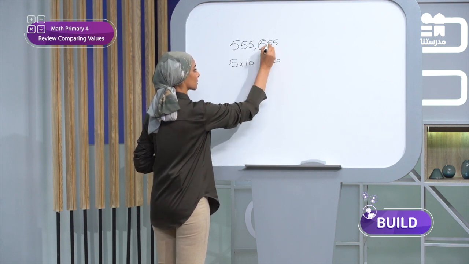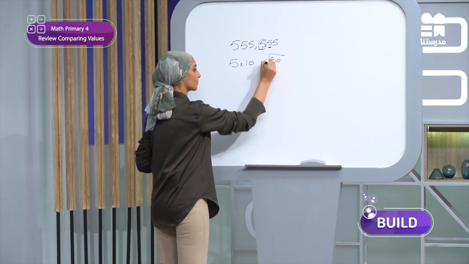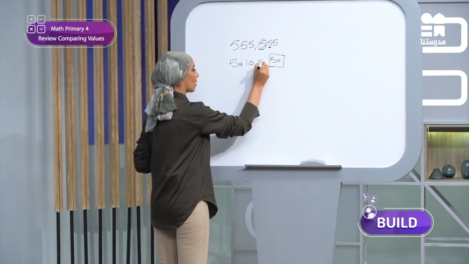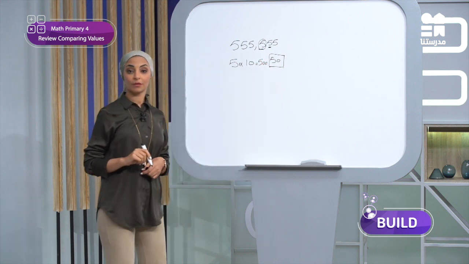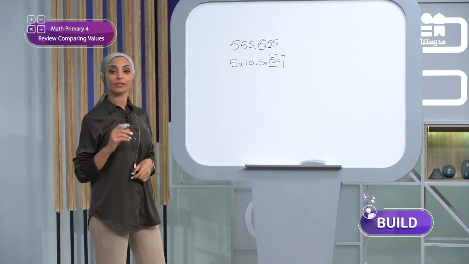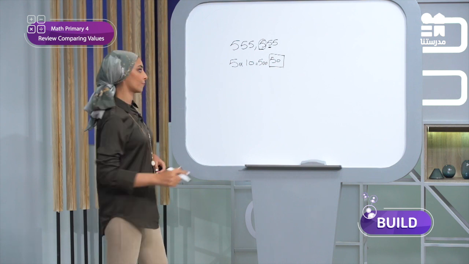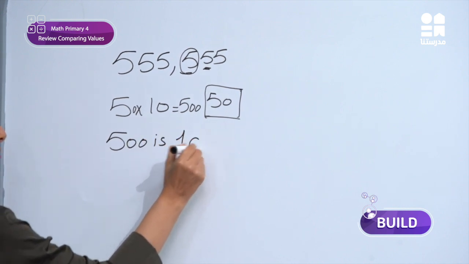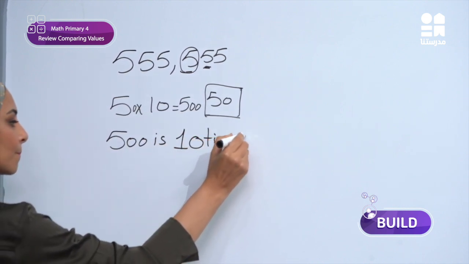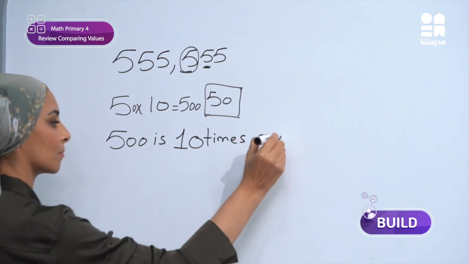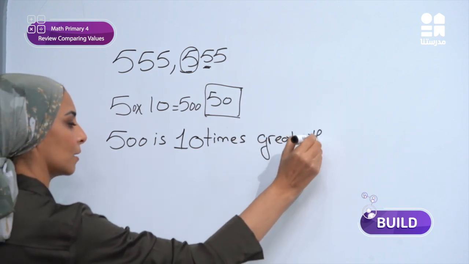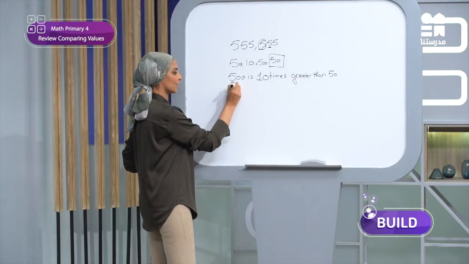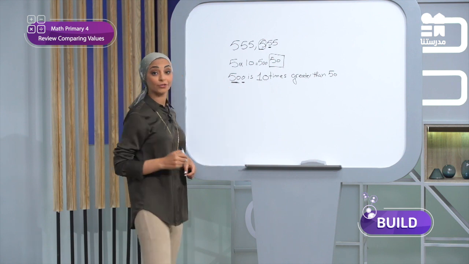Right? Because the value of 5 in the tens place is 50. So 50 times 10 gives me 500. 500 is 10 times greater than 50. Okay? 500 means 50 and 10 times greater than it.